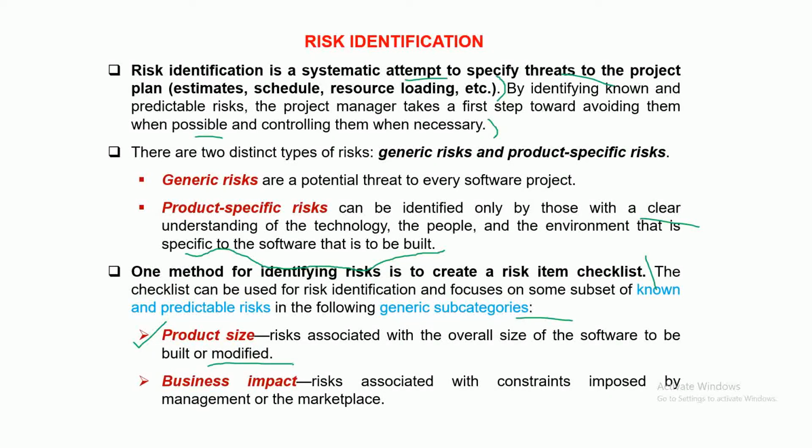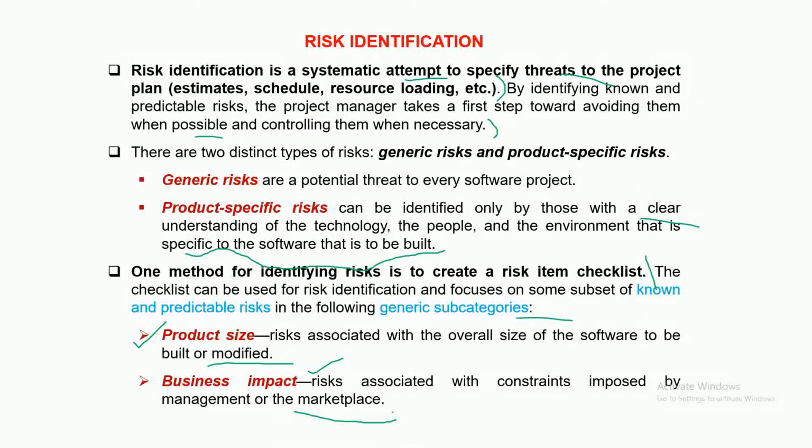Business impact, the risk associated with the constraints imposed by management or the marketplace. We know that. What are the various factors of business impact? The software that you are developing but nobody wants it. The software that everybody wants but you are not able to sell it. The loss of focus of the management. All these factors include your business risks.